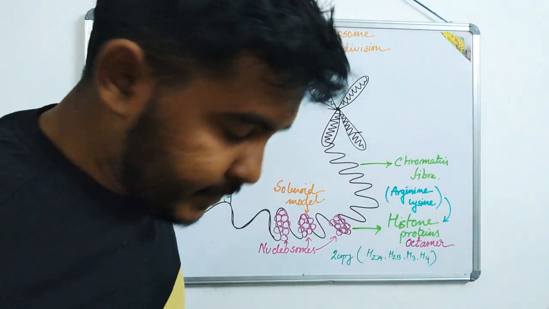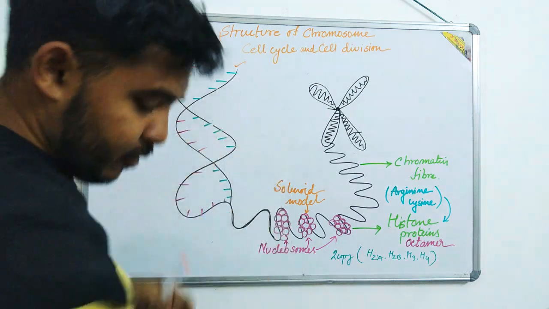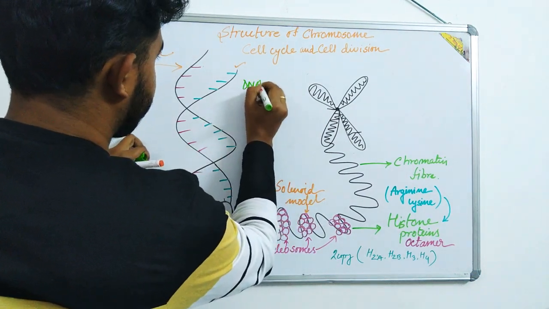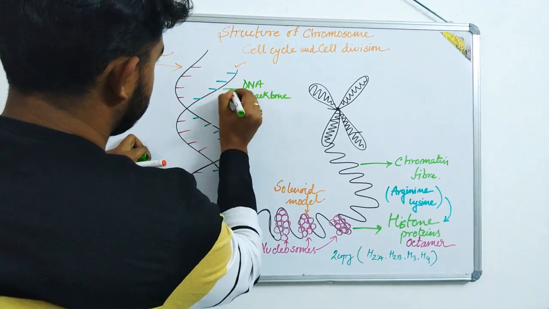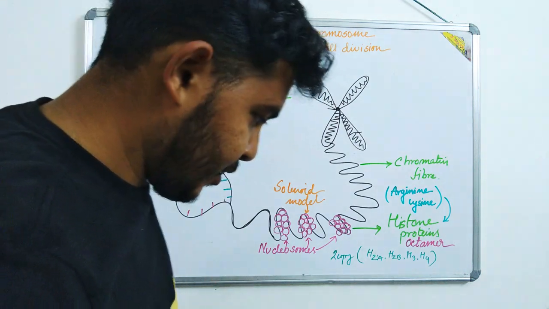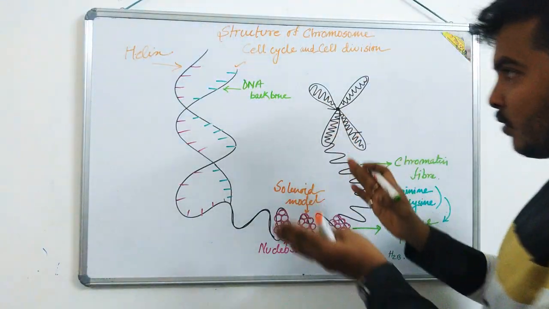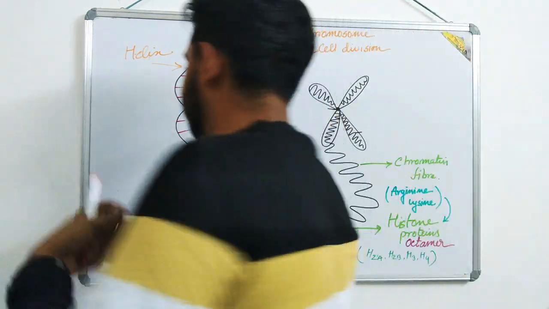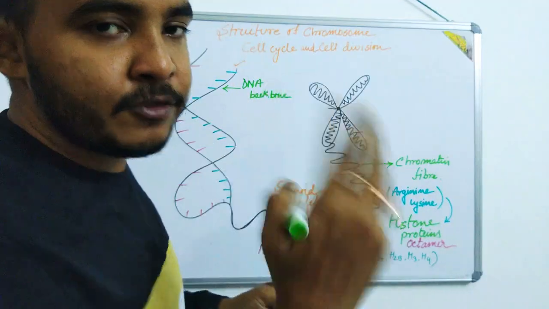So what are these things? There is a backbone. This we can call the DNA backbone. Okay, DNA backbone, and in between there are some staircases. So what is this? Okay, this whole DNA, our deoxyribonucleic acid, is made up of three things. What? DNA is made up of three things.